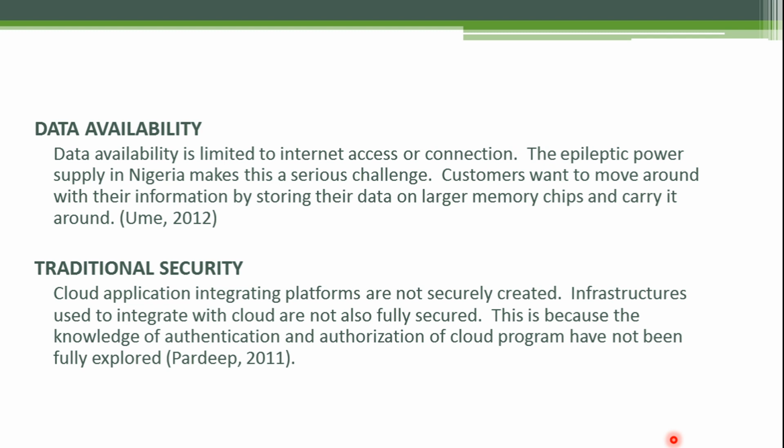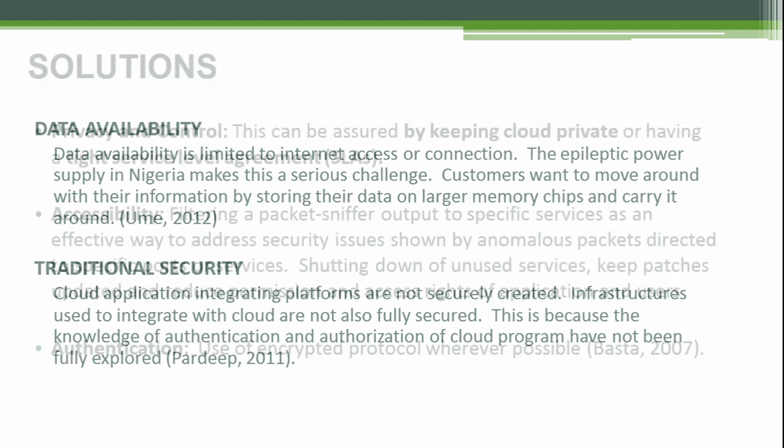Then next comes traditional security. Cloud application integrating platforms are not securely created. So what happens? These new infrastructures have their own challenges, right? Our traditional security requirements, what our traditional security engineers used to provide as controls on top of it, are not valid anymore. They have to think of something else. So now the technologies are changing, so the security requirements are changing. You have to adopt new security methods to make sure that your data and your infrastructure in the cloud stay secure. We'll be having another session on cloud security where we will talk about this particular topic.